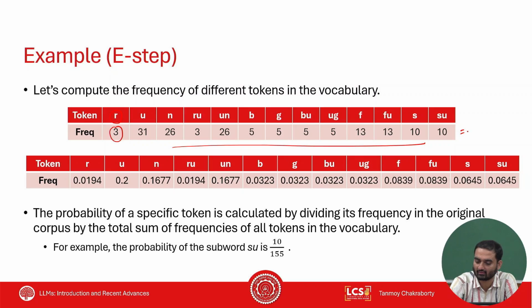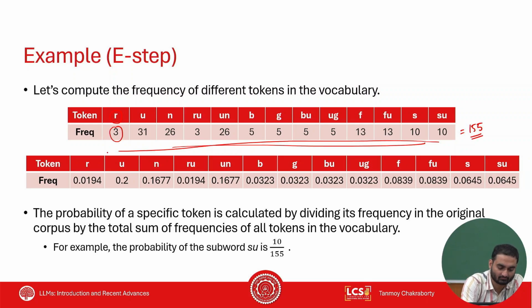What is the sum of all the tokens? Let's say the number is 155. The sum of all these frequencies is 155. So the unigram probability here is 3 by 155. This is 31 by 155, and so on and so forth, right? For example, for the token SU, this is 10 by 155. Okay.